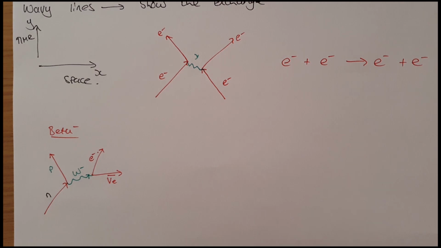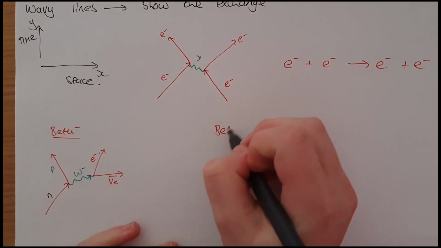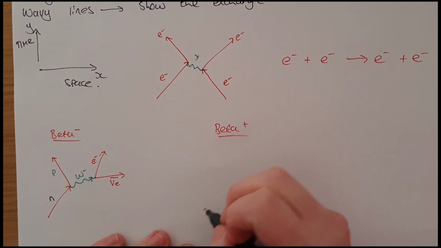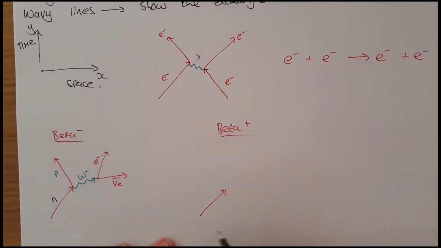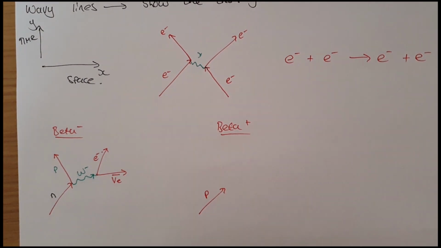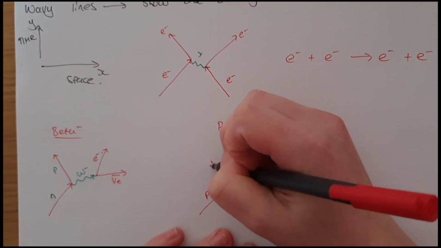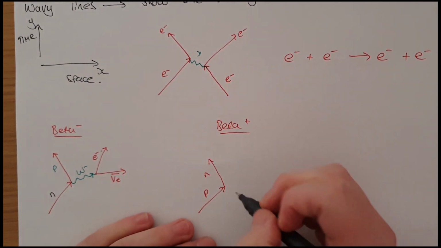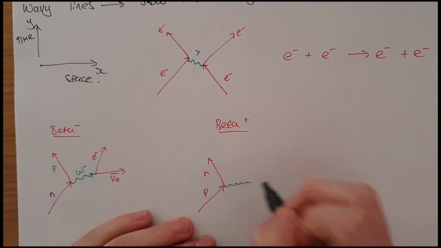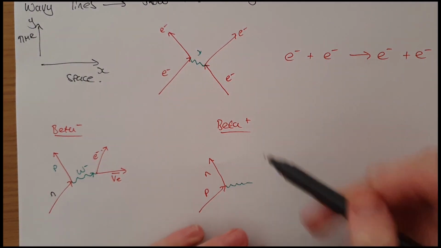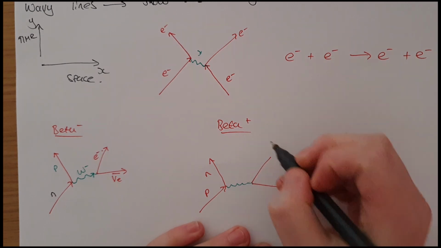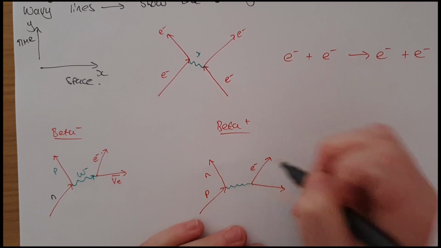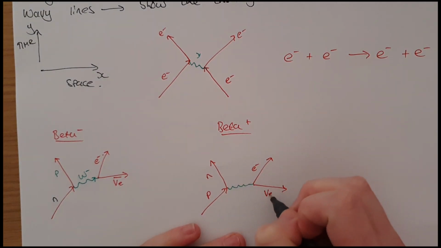Now, let's have a look at beta plus. So beta plus, I've just said that beta plus, a proton changes into a neutron. So here's my proton. Here's my neutron. Again, we've got a wavy line at the junction because that's where my exchange particle is going to go. And just like before, we have two things here. Well, this time we're going to form a positron and we're going to have an electron neutrino.